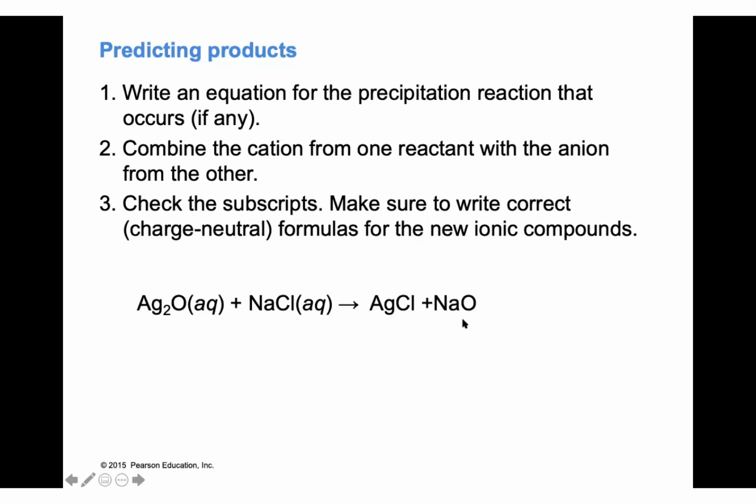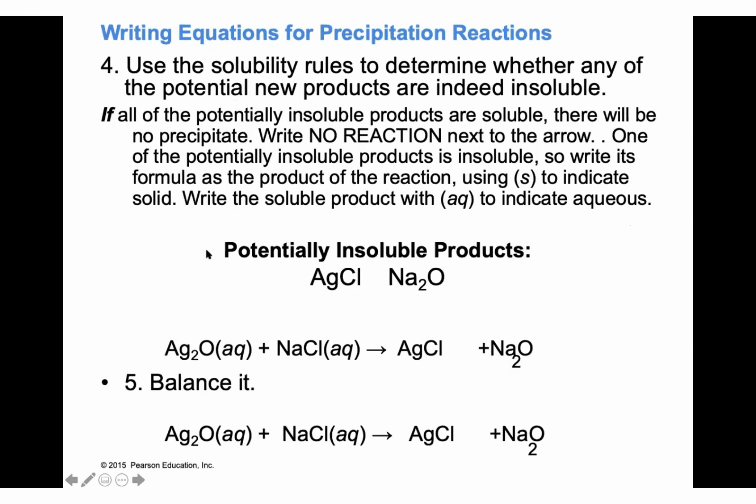What about here, NaO? Oxygen is 2 minus, right? What about sodium? It's plus 1. So based on the cross rule, we're gonna put 2 as a subscript of Na because oxygen is 2 minus. So now I check the subscript, make sure I have the correct subscript. Then I'm gonna use solubility rules.